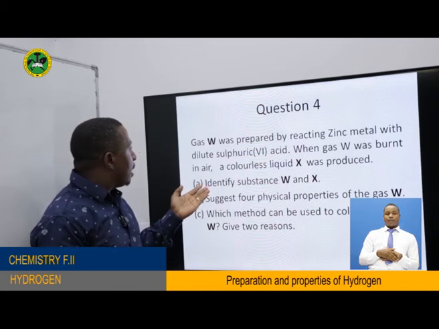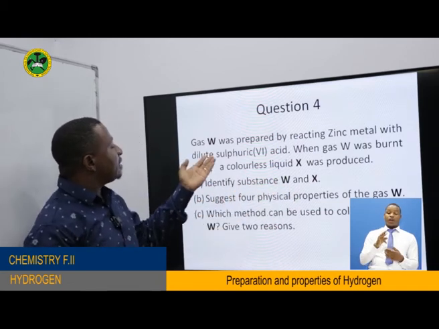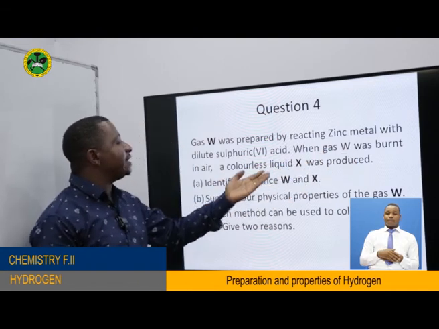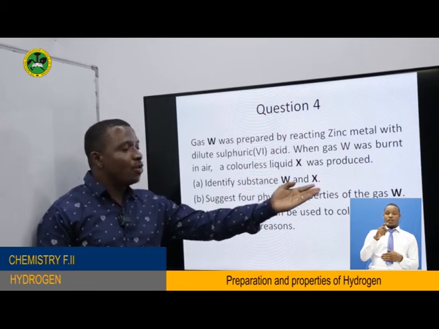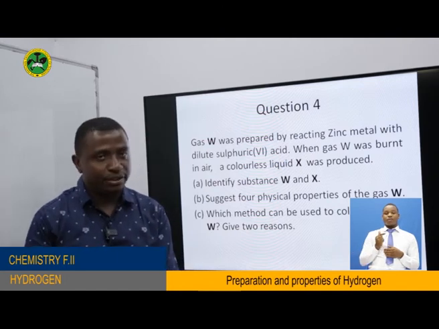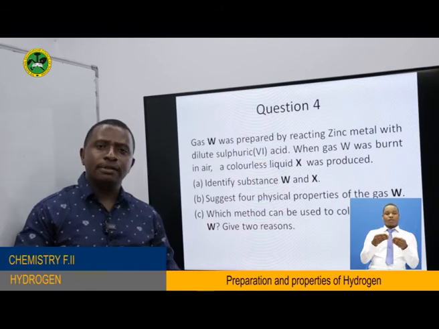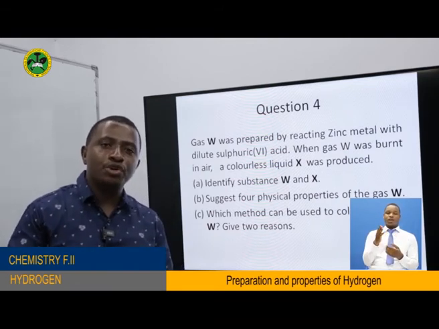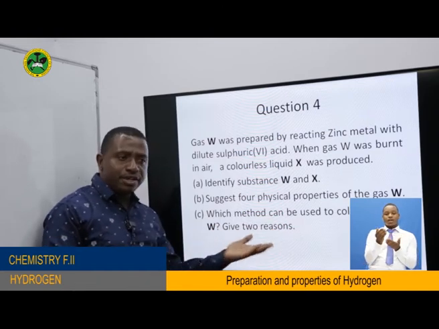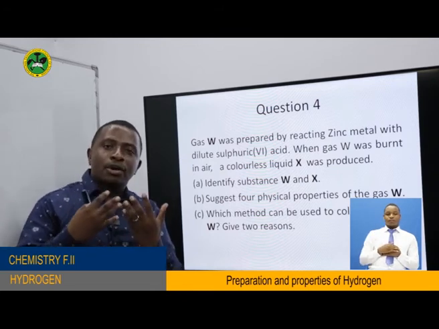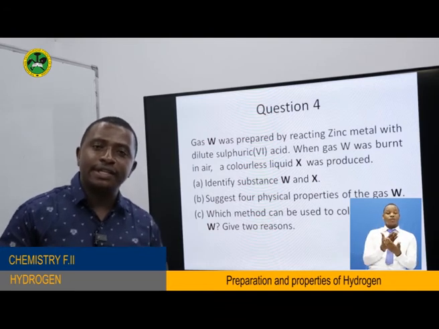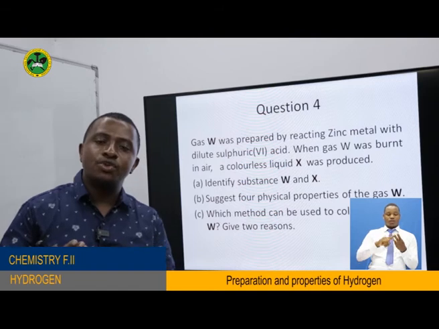So, identify substance W and X. Substance W was hydrogen gas. But what is X? When gas W was burnt in air, a colorless liquid X was produced. Now, a colorless liquid was water. Suggest 4 physical properties of W. You are required to suggest the physical properties of hydrogen. Now you can just give them. Less dense than air, slightly soluble in water. You add some more. I think you can. Which method can be used to collect the gas W? Give 2 reasons. The method is that gas W can be collected over water. The reasons are: 1, because it is less dense than water, and because it is slightly soluble in water.